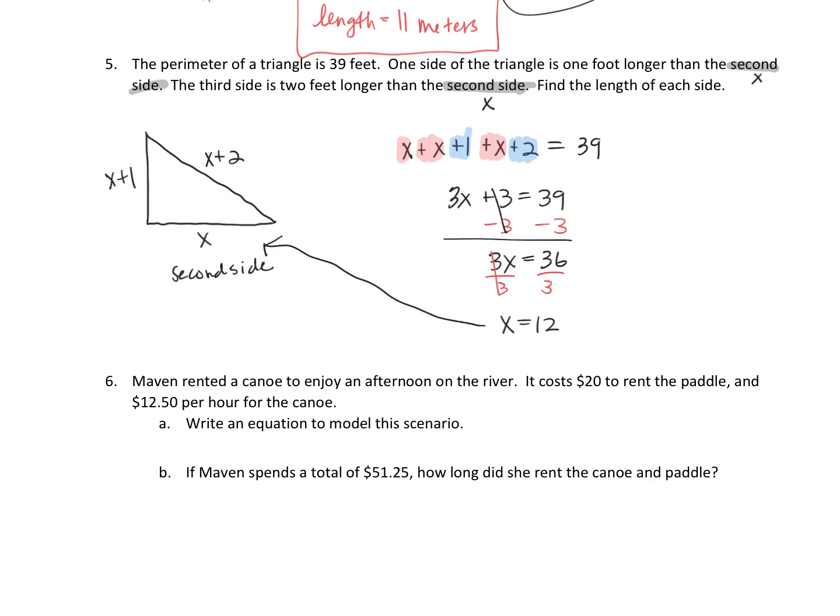It just tells me to find the length of each side. So one of them is 12, is it feet? Yes, 12 feet. Let me write it in red here. 12 feet. So I'm going to plug in 12 everywhere where there's an x. So 12 plus 1 is 13, and 12 plus 2 is 14. So we have 12 feet, 13 feet, and 14 feet as the 3 lengths of the sides.